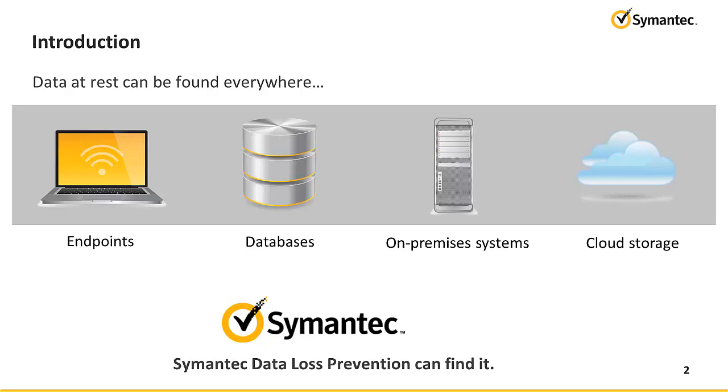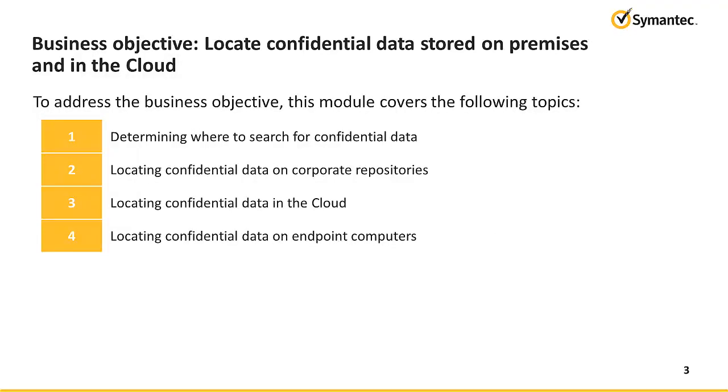In this module, you will learn how Symantec DLP can assist in locating confidential data in on-premises repositories, cloud storage accounts, and endpoint computers. The business objective of this module is to locate confidential data stored on-premises and in the cloud. To address this objective, this module will cover the following topics: determining where to search for confidential data, locating confidential data on corporate repositories, locating confidential data in the cloud, and locating confidential data on endpoint computers.